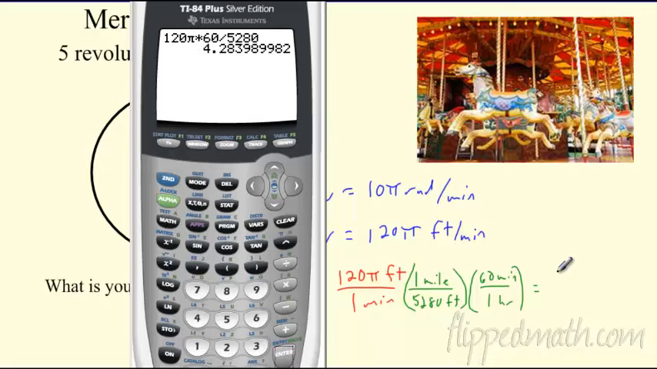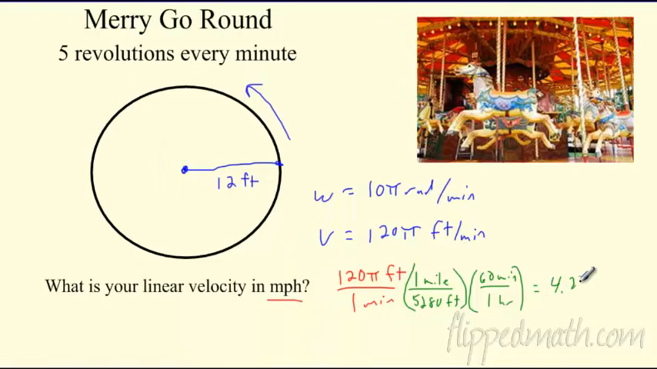Looks like about 4.28 miles per hour. So there he is. He is cruising on his carousel. Awesome. Let's say he talks his good friend Mr. Kelly into riding with him, but Mr. Kelly has to take the horse on the inside here, so he's a little bit closer. Let's say Mr. Kelly is 8 feet away from the center of this.